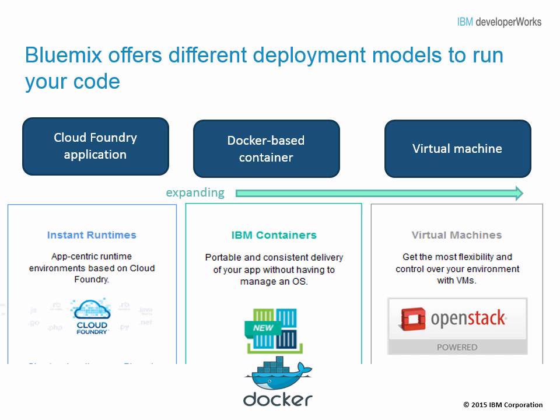IBM Bluemix offers 3 deployment models, allowing developers to build applications in whatever way they prefer. First, Cloud Foundry technology enables an instant, app-centric runtime environment. Second, Docker container technology is a portable and consistent delivery platform that enables development and deployment of applications without having to manage IT infrastructure or an operating system. Lastly, OpenStack virtual machines allow the most flexibility and control over the environment.